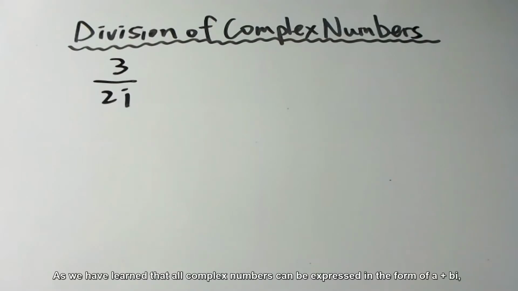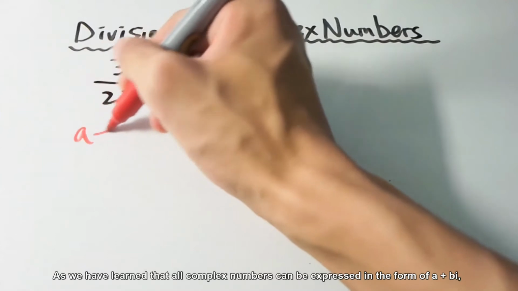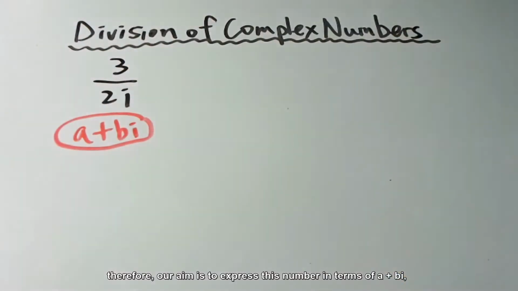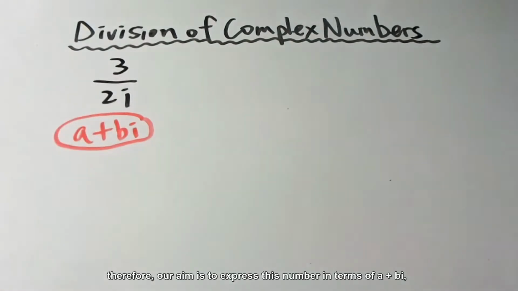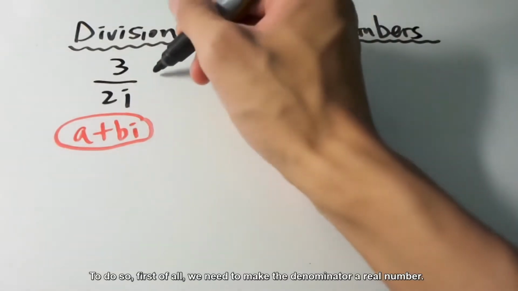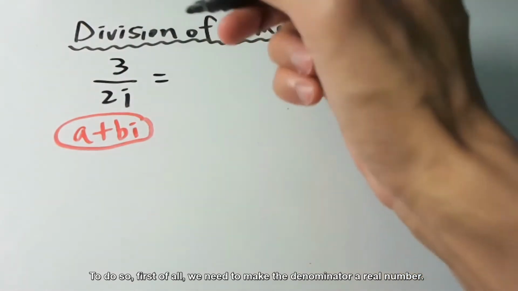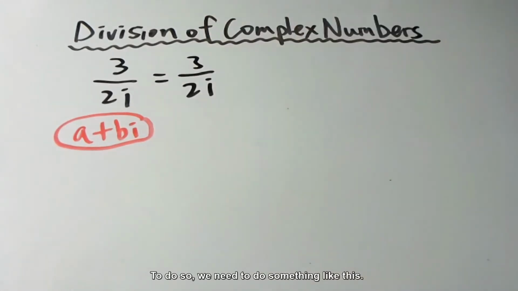As we have learned, all complex numbers can be expressed in the form of a plus bi. Therefore, our aim is to express this number in terms of a plus bi, and this is the result of the division of complex numbers. To do so, first of all, we need to make the denominator a real number. To do so, we need to do something like this.